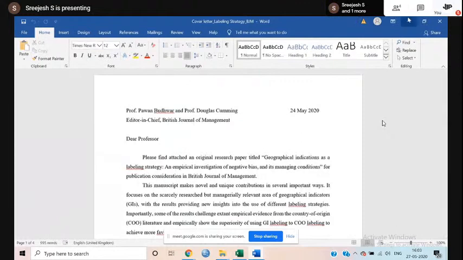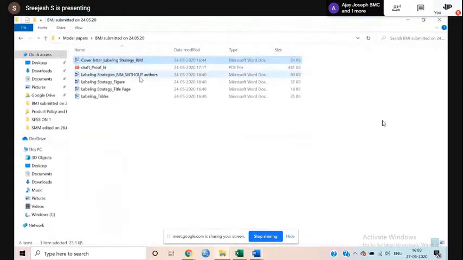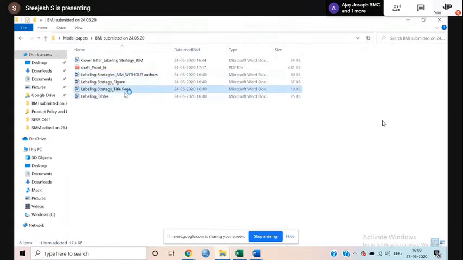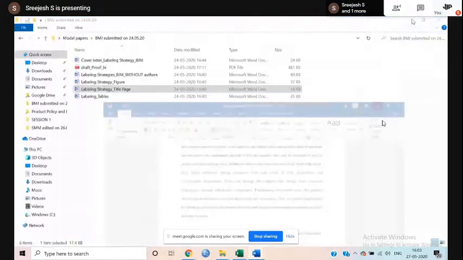So what I'm trying to say is that you need to prepare the files separately. Your other details should be present in a separate file, which we call the title page. Your figures should be prepared separately, or you can present them at the end of your manuscript. Both are okay. You also need to prepare your tables separately, or you can present them at the end of your page. That is also okay. You also need to prepare a title page and cover letter, right? Those are the files you require for submission.